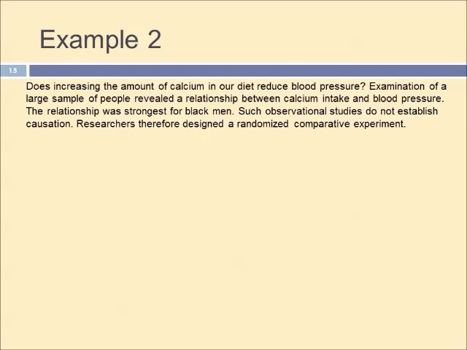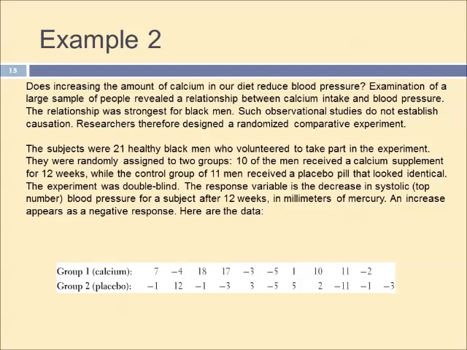So to investigate further, researchers designed a randomized comparative experiment. The subjects were 21 healthy black men who volunteered to take part in the experiment. They were randomly assigned to two groups. 10 of the men received a calcium supplement for 12 weeks, while the control group of 11 men received a placebo pill that looked identical. The experiment was double-blind. The response variable is the decrease in systolic blood pressure for a subject after 12 weeks in millimeters of mercury. An increase appears as a negative response.